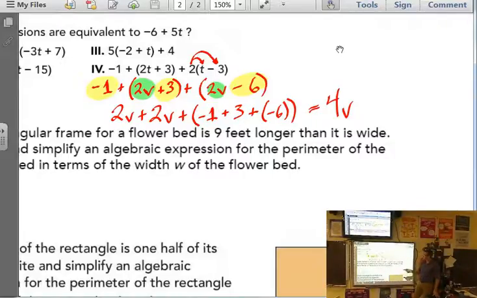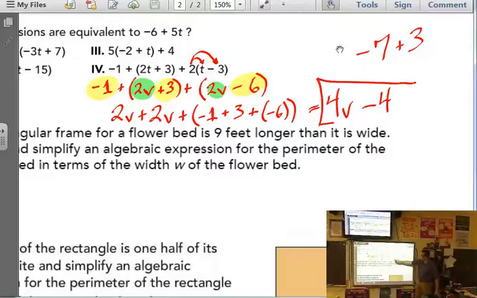Group the negatives and positives. How many negatives do I have total here? Well, the quantity, not the value. -1 and -6 together, I have a -7 and then a +3. So if I start at -7 and I add 3, where do I end up? -4. And we are done. It does not have the same solution, so it also does not work if we were looking for equivalent expressions.